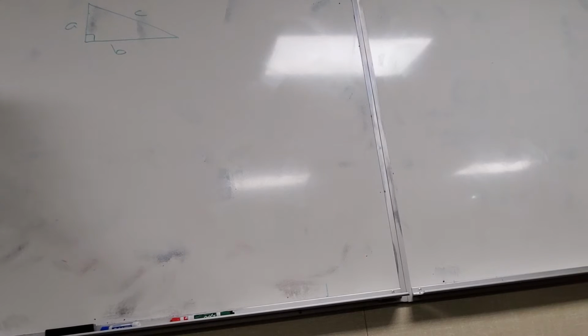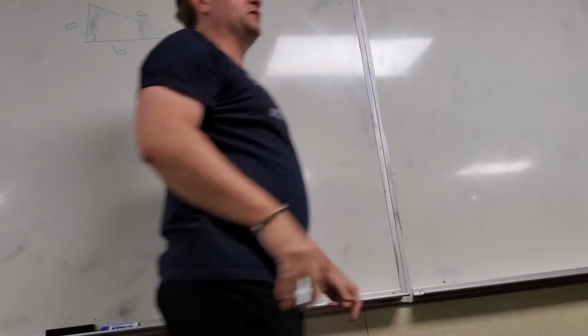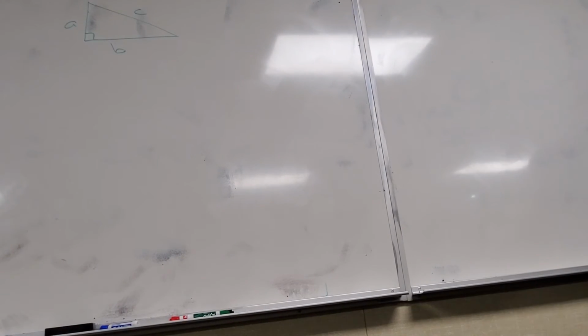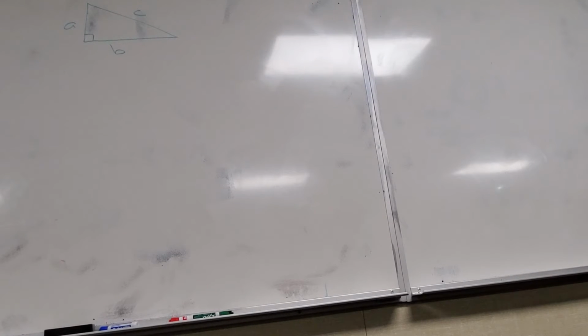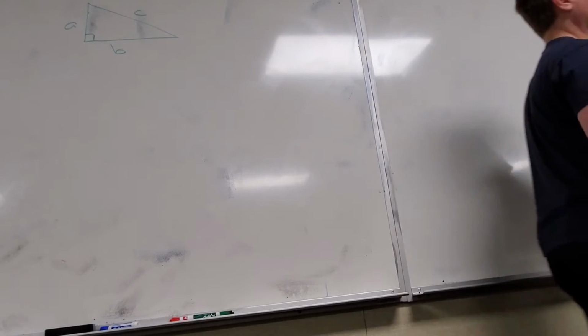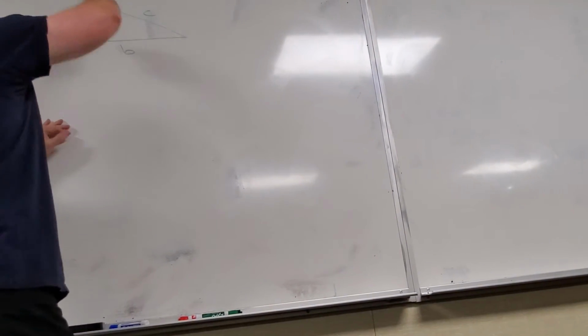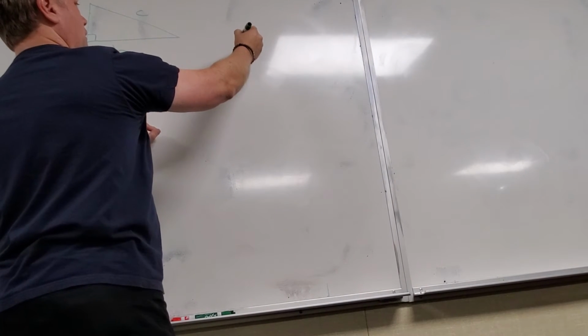How many total degrees are there in any triangle? 180. I love it. Why? Because we all got together and said that's what it's going to be? No. All right, let's figure out why. Let me do what I can. That's a little better.